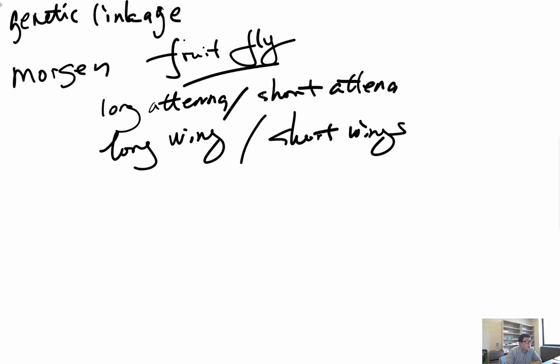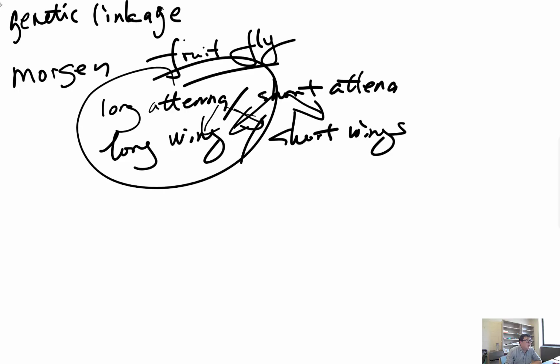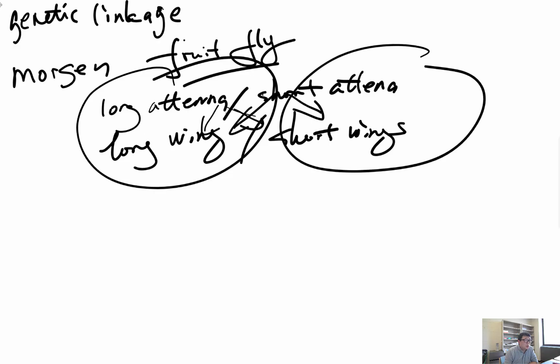If they follow the law of independent assortment, the long antenna has equal chance to combine with long wings and short wings, and the short antenna has equal chance to combine with short wings and long wings. But in reality, long antenna and long wings are always bound. They have a much higher chance to show up together in fruit flies, and short antenna and short wings have a much higher chance to show up together.